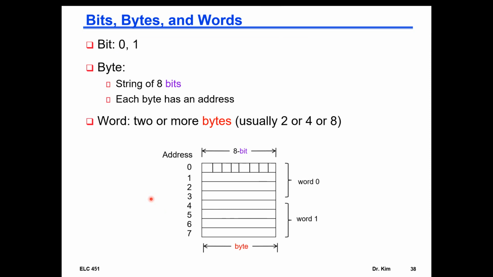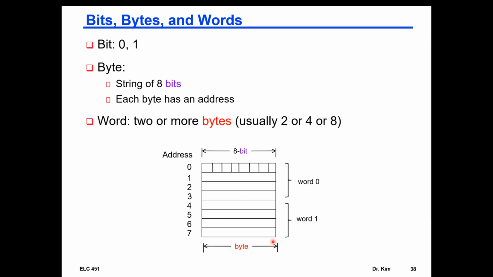So let's see if we can show you some graphical examples. Let's say that a word, in this case, is 4 bytes. And let's say that a byte, we know, is a constant 8 bits. Here, the addresses would be byte addresses, 0 all the way to 7 in this case. And then word 0 would be these 4 bytes, and word 1 would be this next 4 bytes.